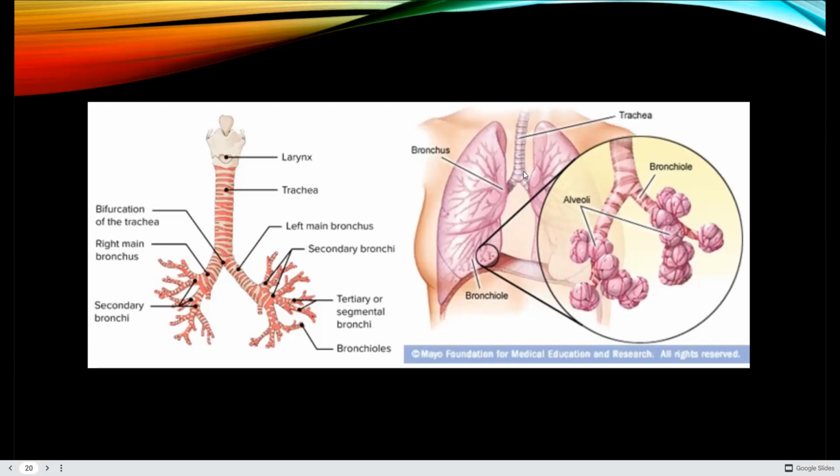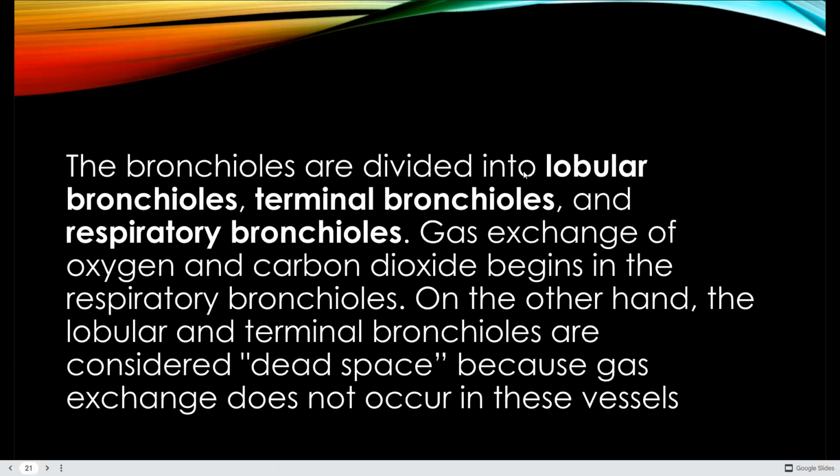If you remove one of your lungs, you will eventually die. Or if you are stabbed, and either the left or right lung is damaged, you will eventually die. Still the same, because again, it gives oxygen. The bronchioles are divided into lobular bronchioles and terminal bronchioles.